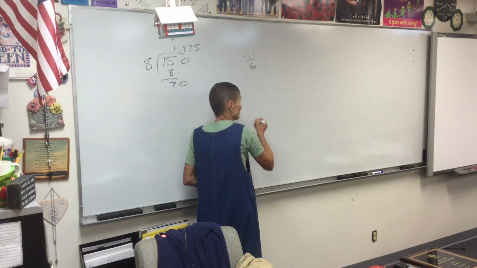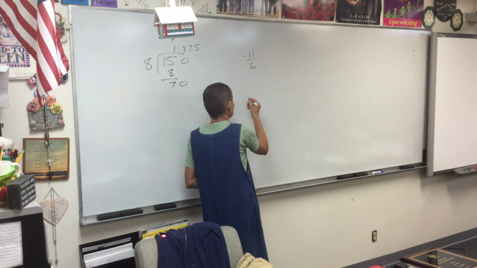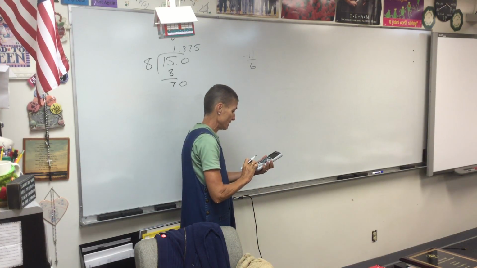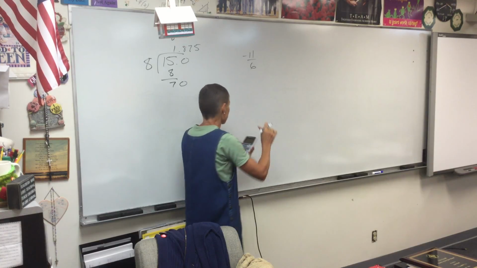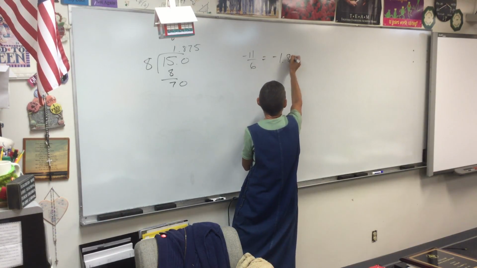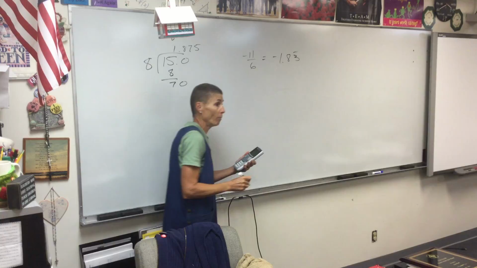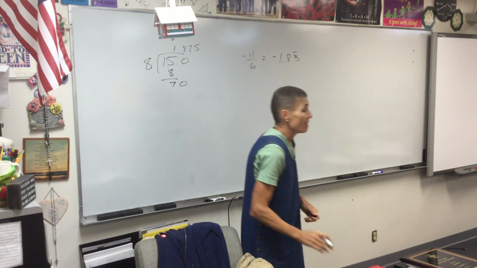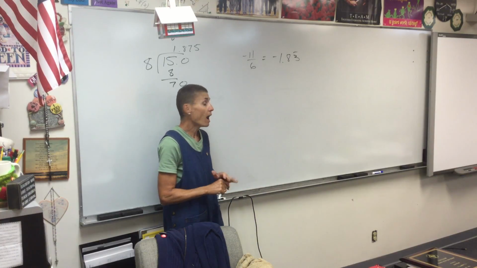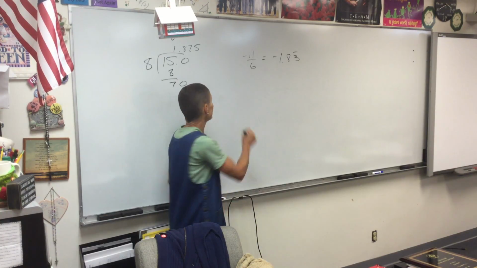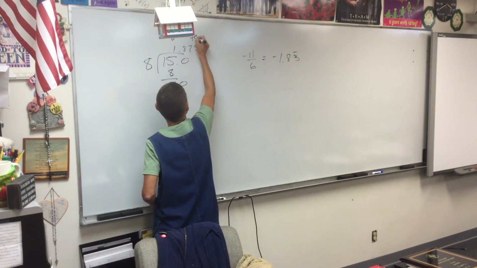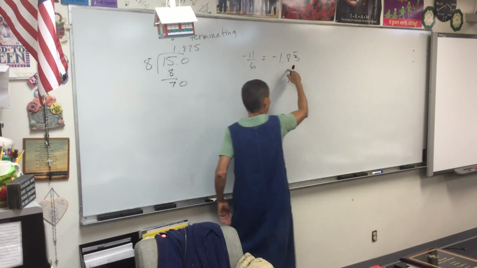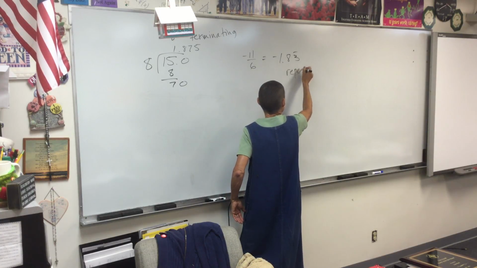-11/6. So on my calculator, I will take -11 and divide it by 6, and I get -1.8 with a whole bunch of 3's going on forever and ever off the screen. That is an example not of a terminating decimal. This is a terminating decimal. This is an example of a repeating decimal.